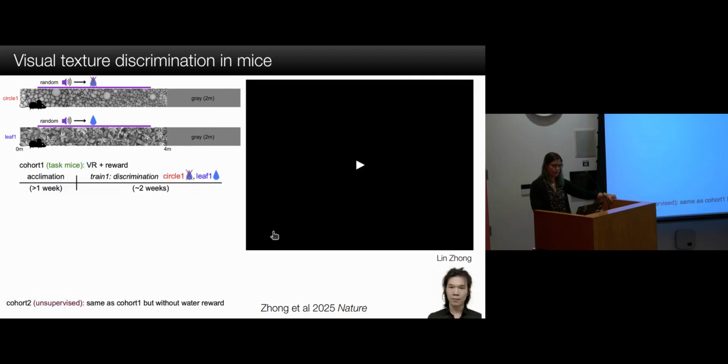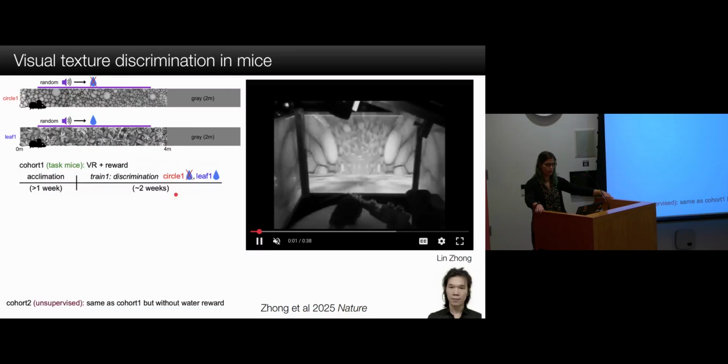Basically, Lin, in the lab, trained mice to discriminate the circle and leaf corridor. In each of these corridors, there's a sound cue that's played at a random position, denoted by this purple bar here. In the circle corridor, this sound cue is not followed by reward. In the leaf corridor, it is followed by a reward. So these are complex visual stimuli. They've been frequency matched. Basically, their Fourier spectra are matched. So this is not necessarily a trivial task for the mouse to do.